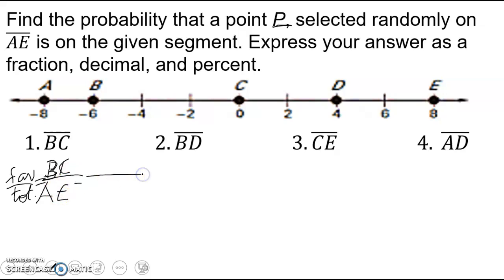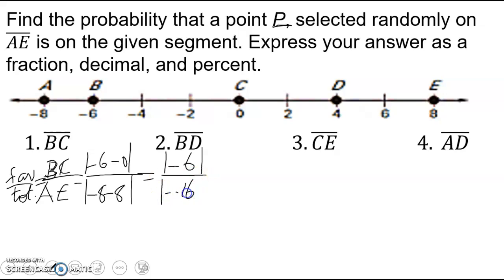And again, use the distance, absolute value, -8 minus 8, because the two endpoints of AE are -8 and 8. And then BC, the point at B is -6, and C is 0, that's the definition of distance. So absolute value of -6 minus 0 is -6, and -8 minus 8 is -16. So absolute value of -6 is 6, -16 is 16. Absolute value will always be positive.